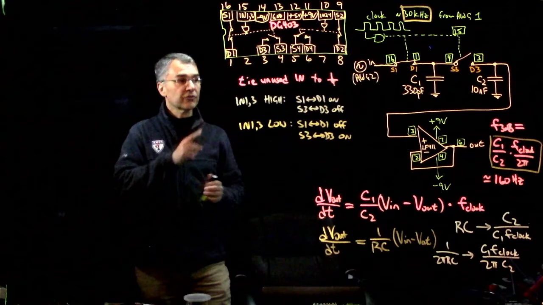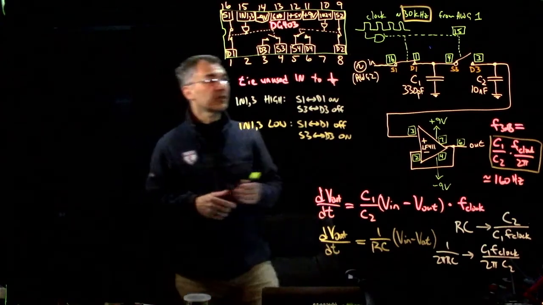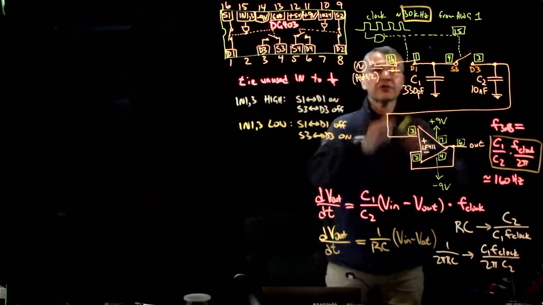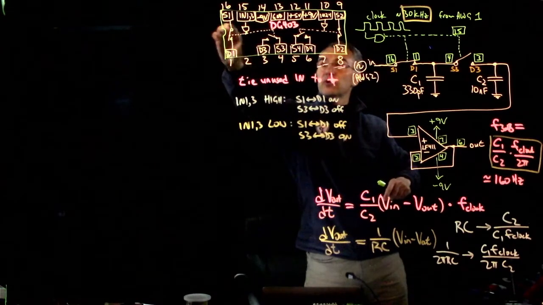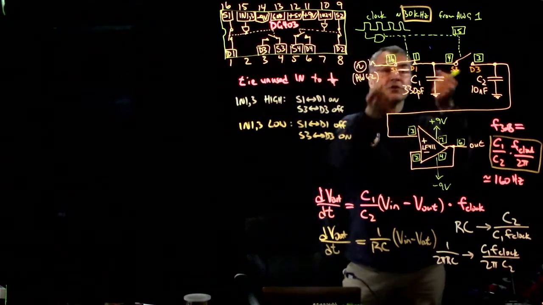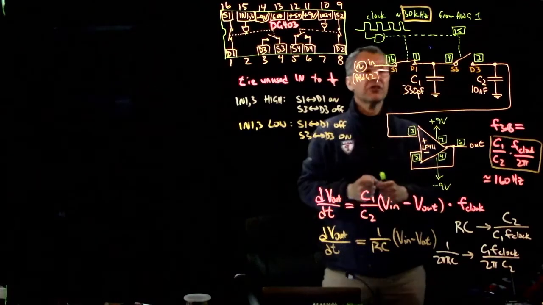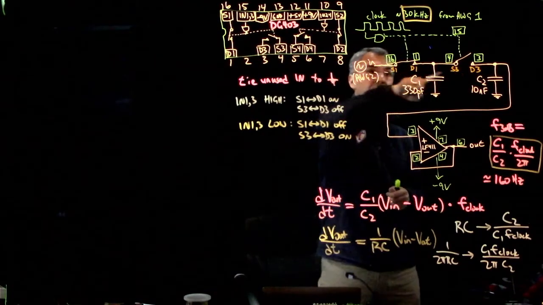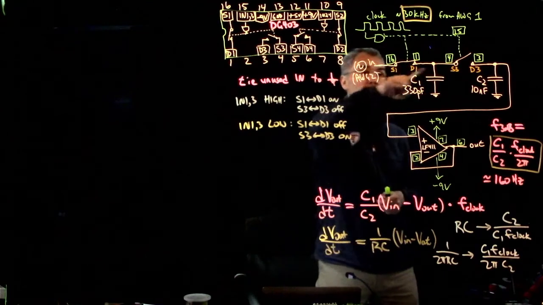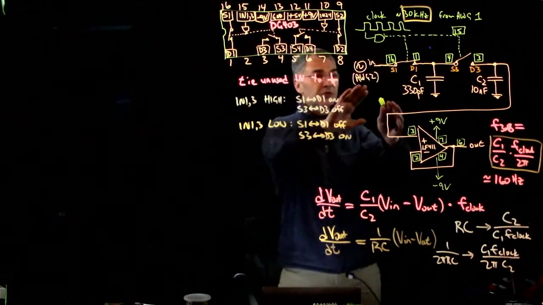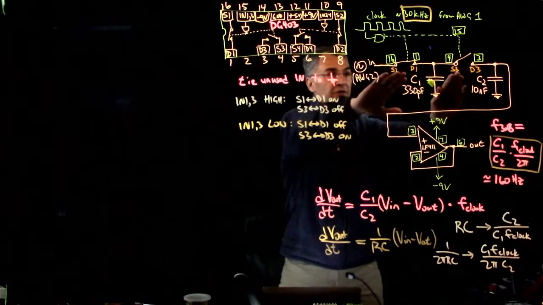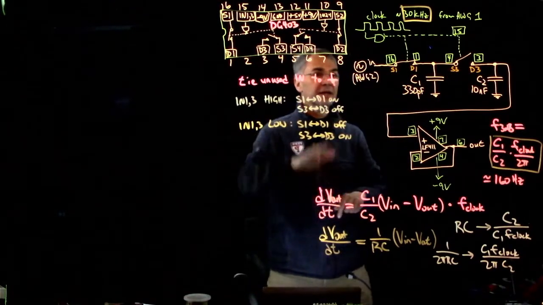So first, let's just look at what we have set up here. This is the analog switch, the DG403. We're using switch 1 and switch 3, which are always in opposite states. So if 1 is closed, then 3 is open, and if 1 is open, then 3 is closed. Here's what happens. Suppose initially that 1 is closed and 3 is open.